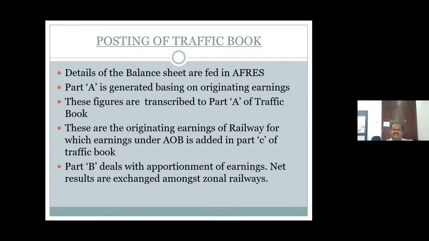The traffic book will have four parts: Part A, B, C, D. Part A is generated basing on the originating earnings that are reflected through the balance sheet. So those figures from the balance sheets are transcribed to part A of the traffic book. These are the originating earnings of the railway, though every earning need not originate at the station. Some can be directly debited, and some vouchers can be debited.